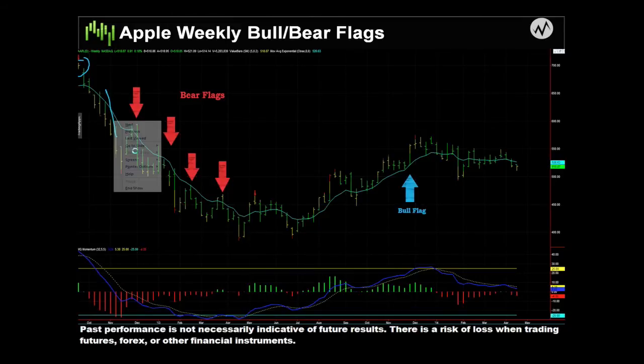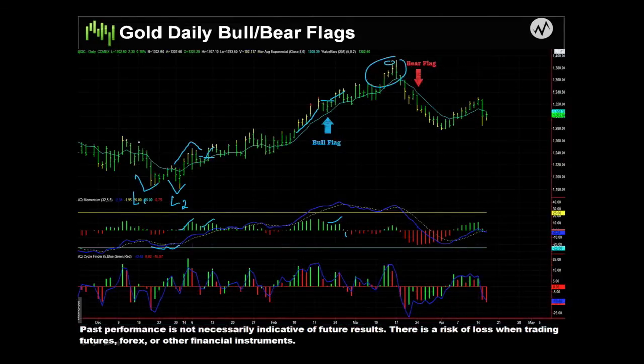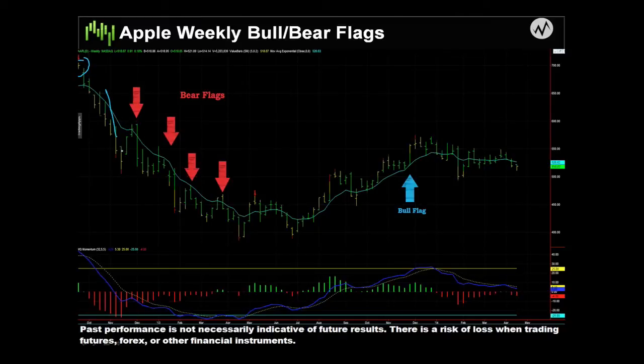So big down move followed by a pullback into fair value, break of the previous bar's low, and then surge, half profit, full profit when momentum rolls back over all the way down there.